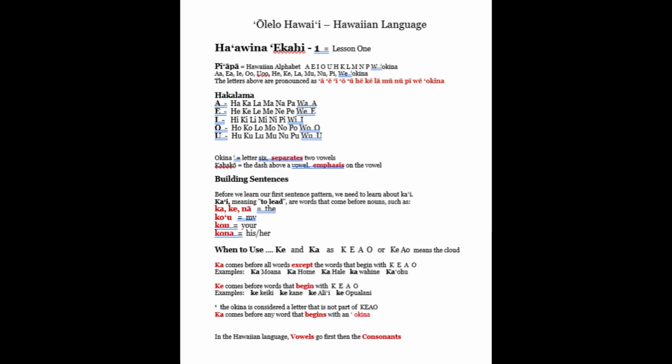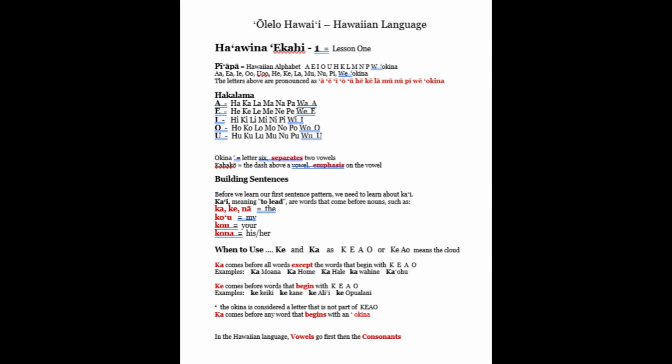Those are the vowels. So building sentences, before we learn our first sentence pattern, we need to learn about the kaʻi, meaning to lead. So ka, ke, and nā with the kahakō above the a, that's equal to the. Koʻu, which means the ko with the okina separating the two vowels o and u, equals my. Ko, yours. Kona, his or hers.